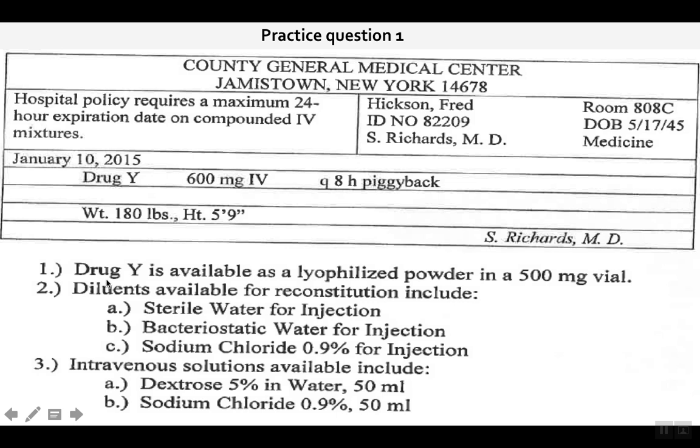Now, they tell you the source of the drug itself. In this case, drug Y is available in the pharmacy as a 500 milligram vial. And since in this case it's a powder, you need to dilute it, right? And they give you the diluents that are available for reconstitution in the pharmacy, okay? So in this case, we have sterile water for injection, bacteriostatic water, sodium chloride. And they also provide you with the IV solutions that are available in the pharmacy. And as you can see, there's dextrose, sodium chloride, both 50 ml.